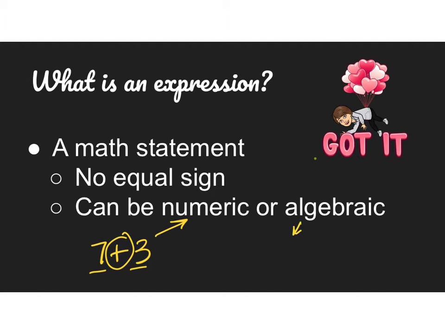An algebraic expression might say a plus 3. So this is what we call a variable. It still has an operation and it still has numbers, but this is what we'd call an algebraic expression.